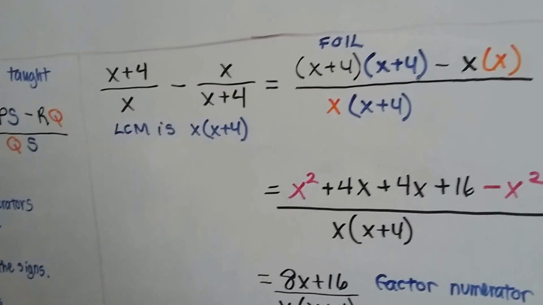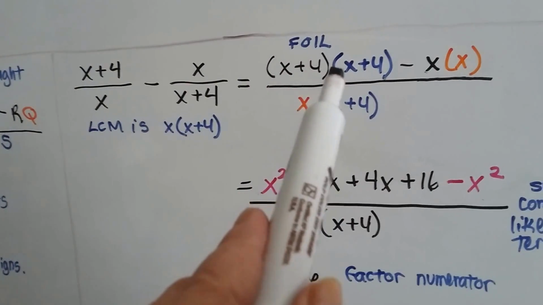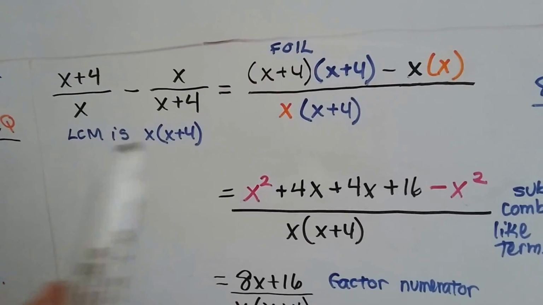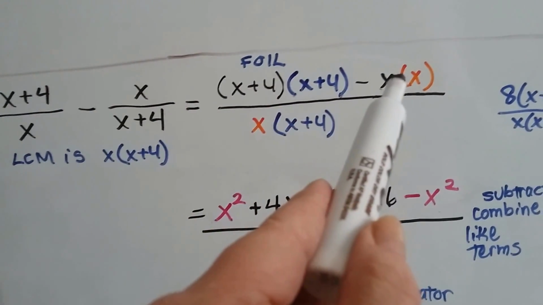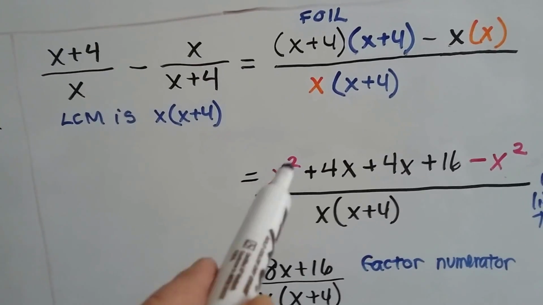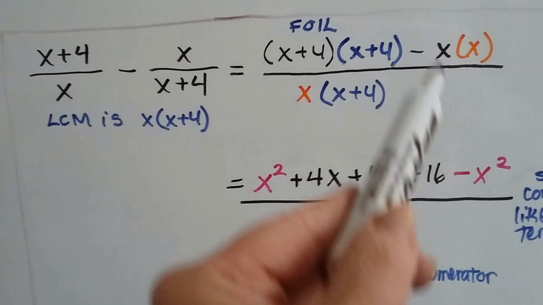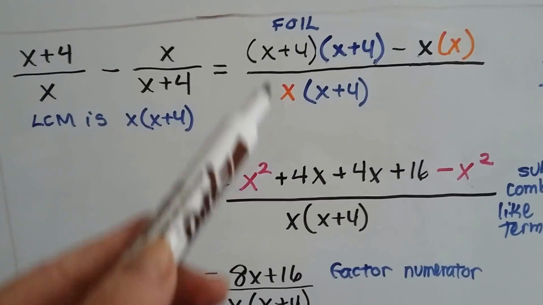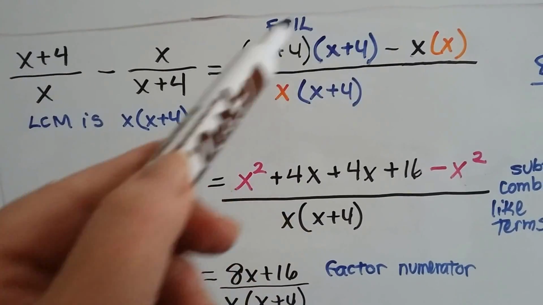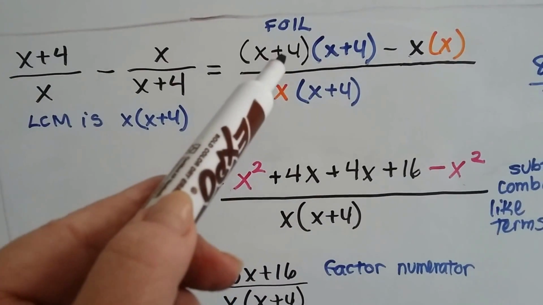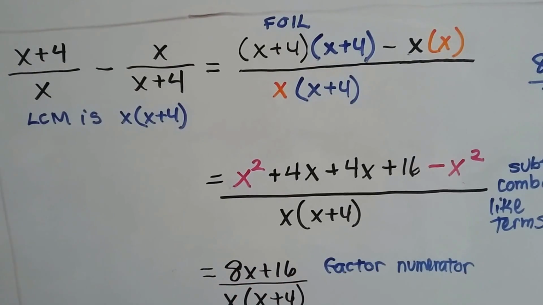Following this pattern? So now we've got x plus 4 times x plus 4 right here, and we're going to subtract x times x, okay? Well, we got to FOIL this, don't we? And look, x times x, that's x squared, isn't it? See that? So we have x squared is what we're taking away right here. And when we FOIL this, we get x times x is x squared. X times 4 is 4x plus 4x. And 4 times 4 is 16. So now we FOILed that.